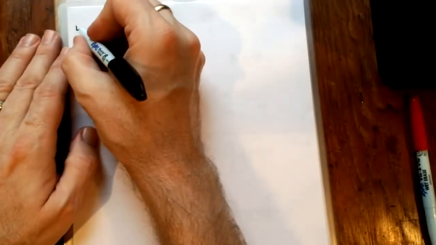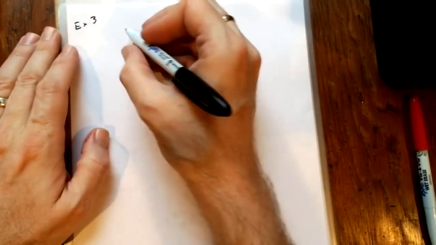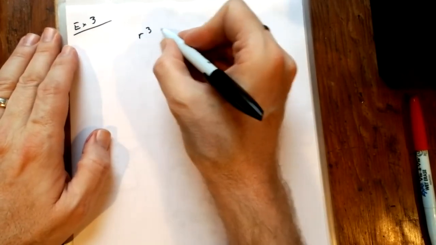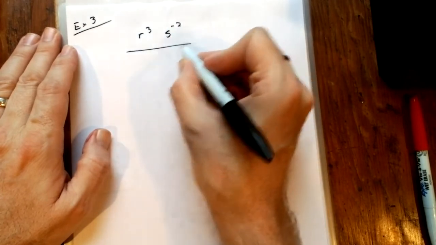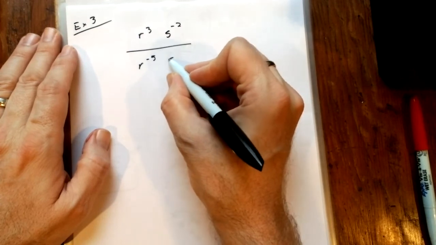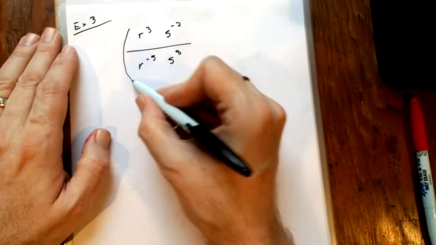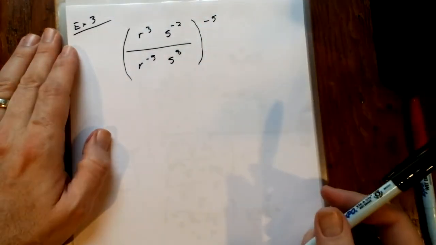For our last example here, this is example 3 of our negatives, we're going to do something that involves both of these things. So I'm going to do r cubed s to the -2 over r to the -5 s to the 8th. I'll do this whole thing to the -5th power.